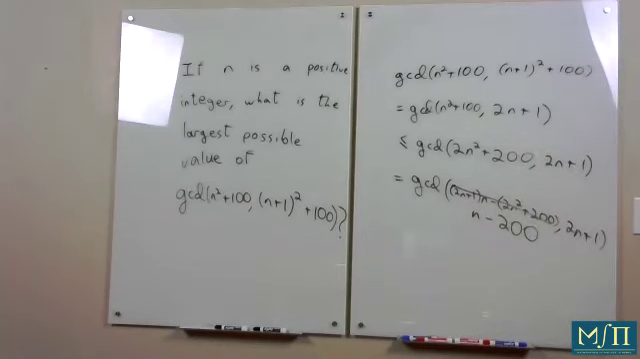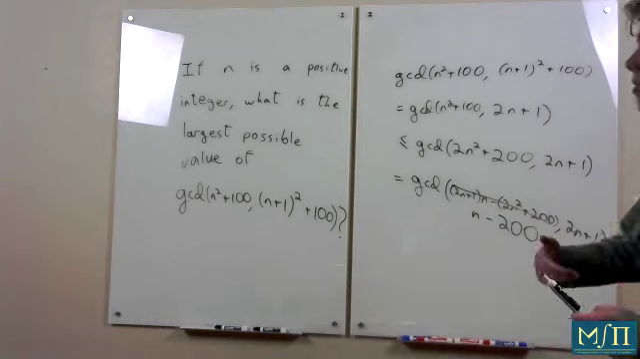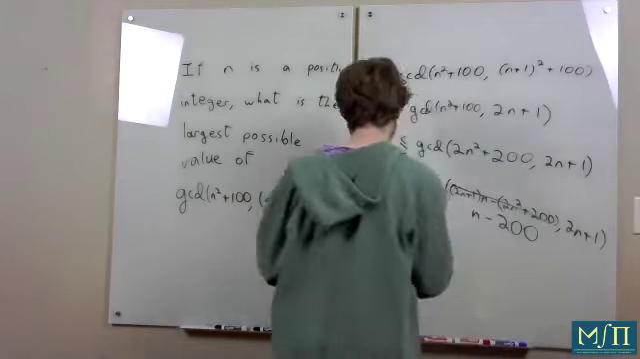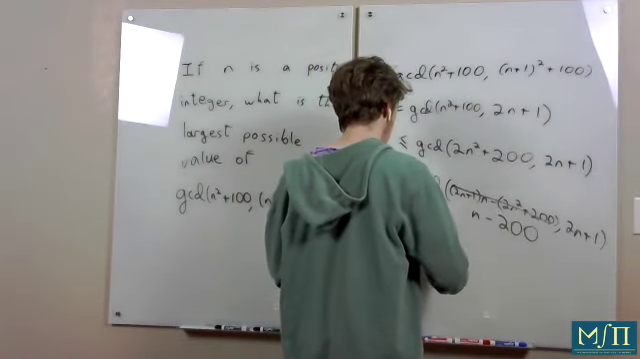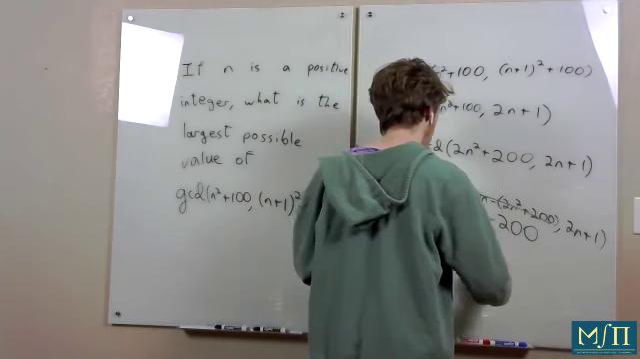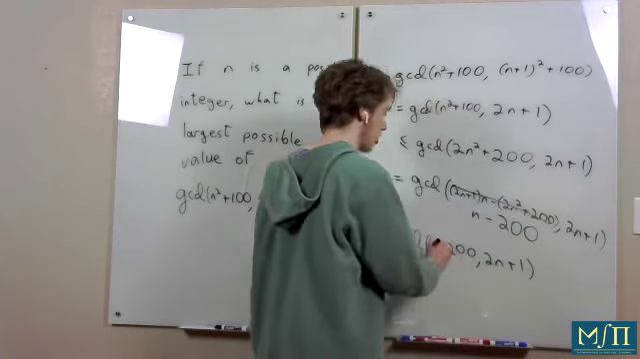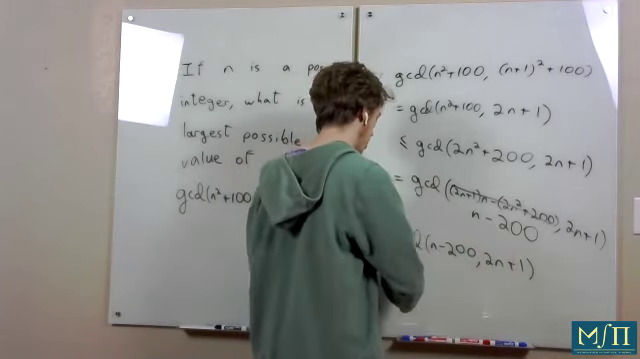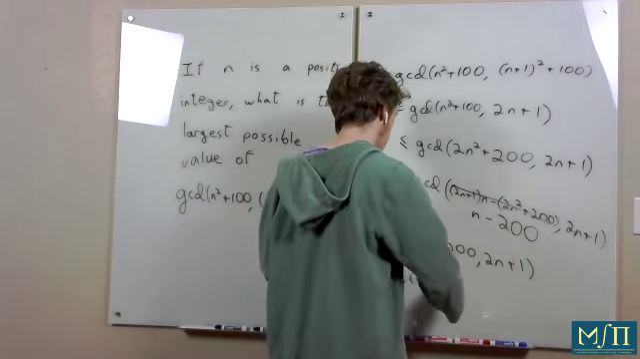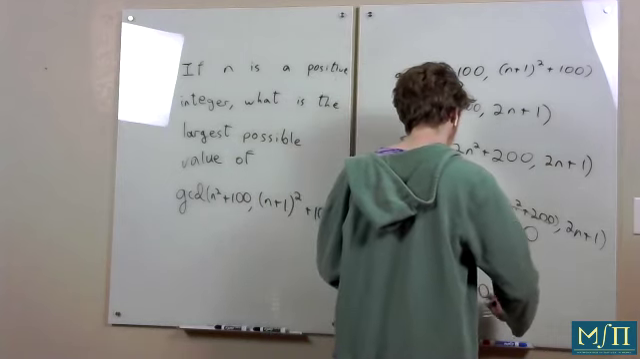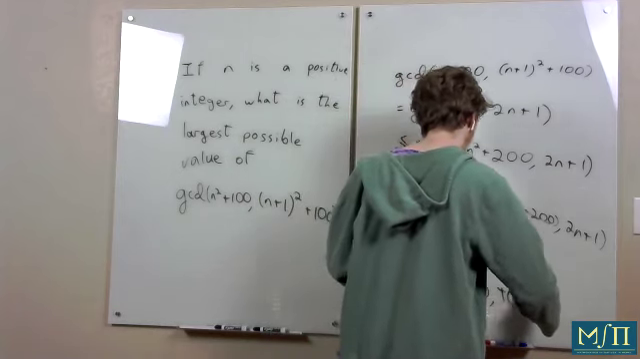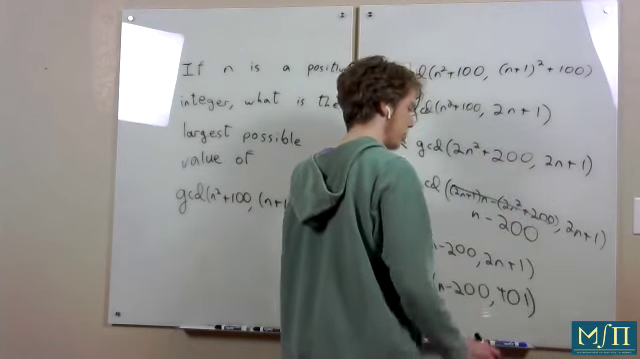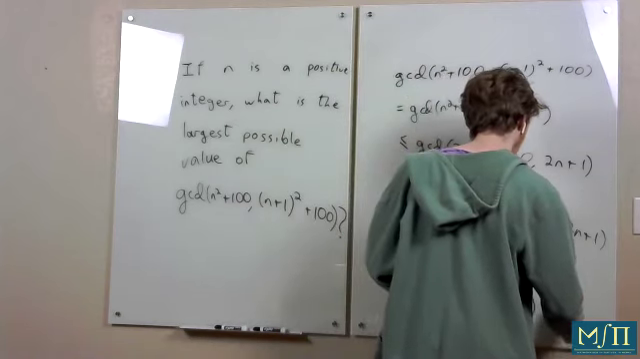saying 0 divides only itself, but any number divides 0. So anyway, once we're at this point, GCD of n minus 200 and 2n plus 1, well now I can just subtract 2 copies of this, 2n minus 400, from 2n plus 1, and get GCD of n minus 200 and 401. Great, which is at most 401, because it divides 401.